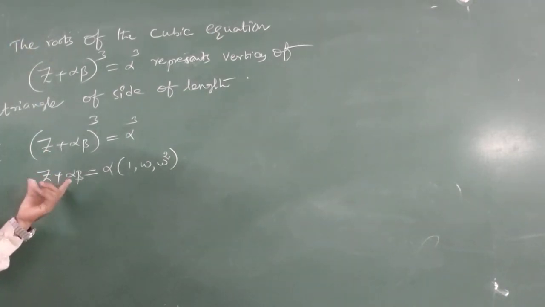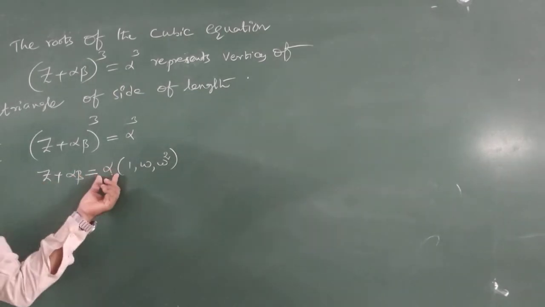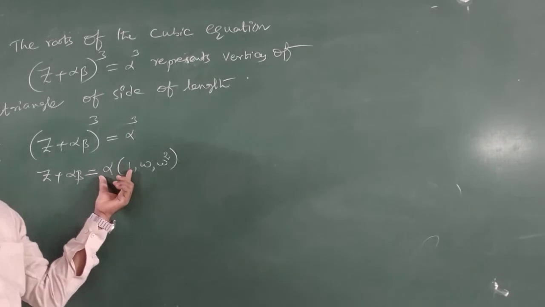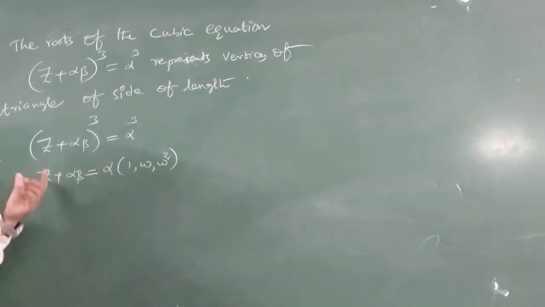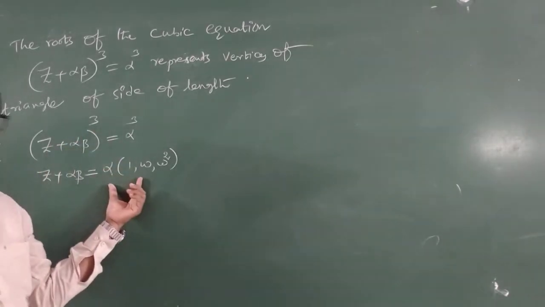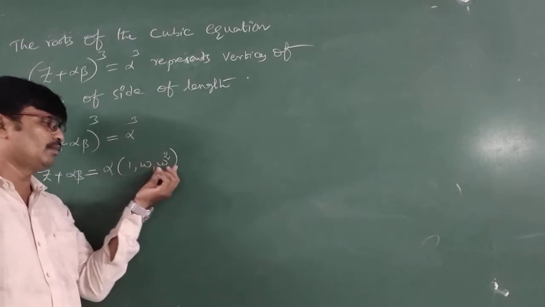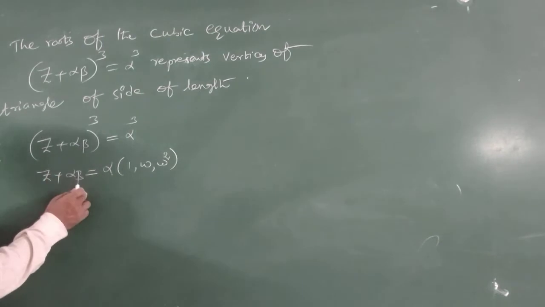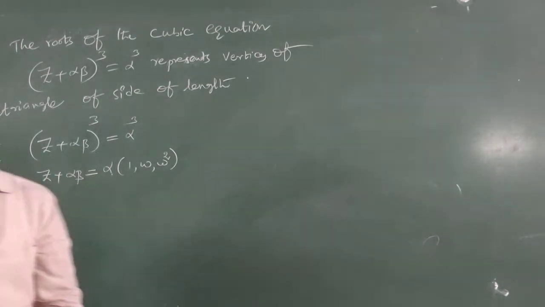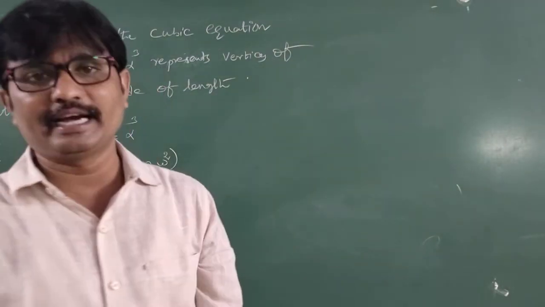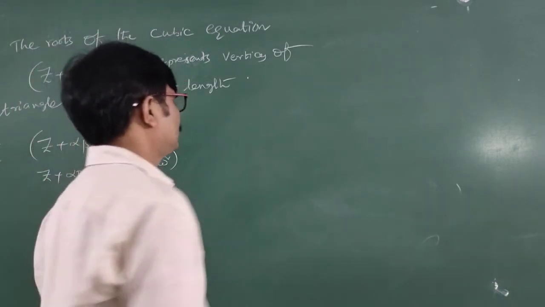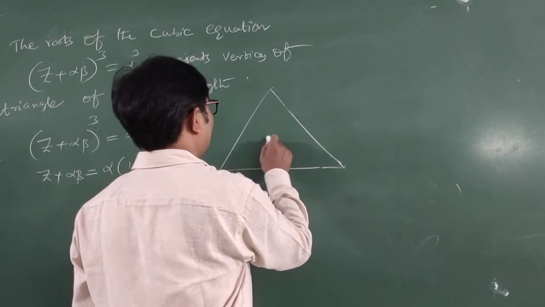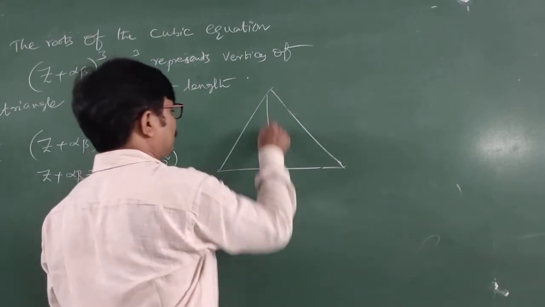Undoubtedly, modulus of z1 plus alpha beta is mod alpha. Modulus of z2 plus alpha beta is also mod alpha. Modulus of z3 plus alpha beta is mod alpha, since mod 1 is 1 and mod omega square is 1. So modulus of z plus alpha beta always represents a circle having radius mod alpha.